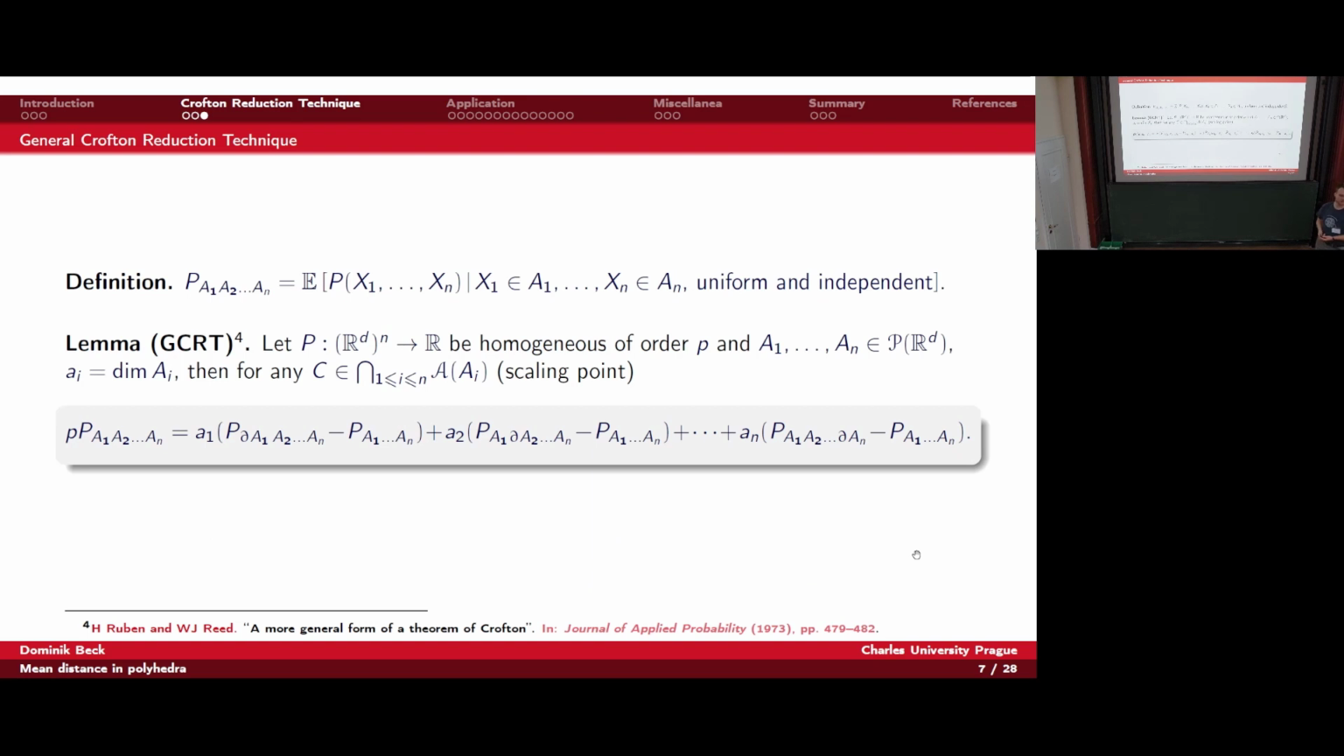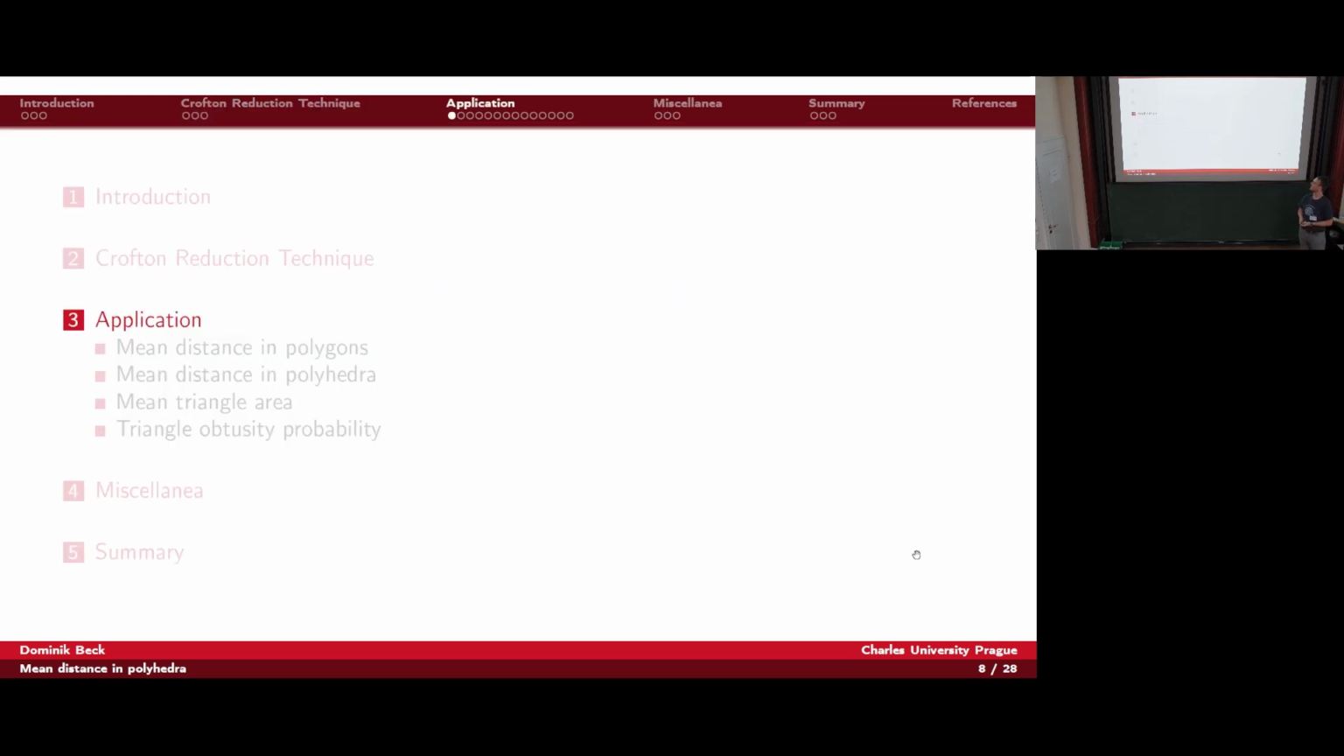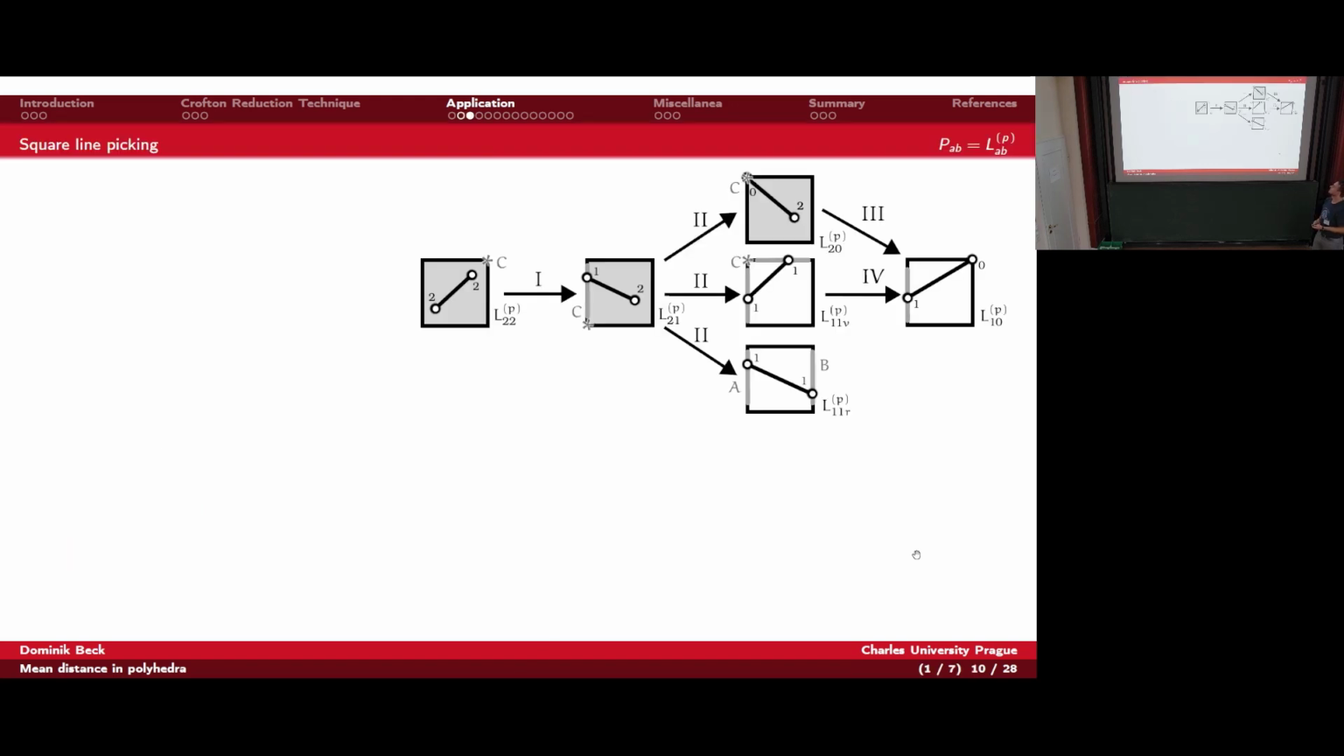So there is also a generalization. If you have more points, you shift one point to the boundary, then the next point, then the third point, and so on. And again, it's some linear combination of those mean values. You get the original mean value of P. Let me show you an example, which is in 2 dimensions, in order to calculate the mean distance of 2 points in a square.